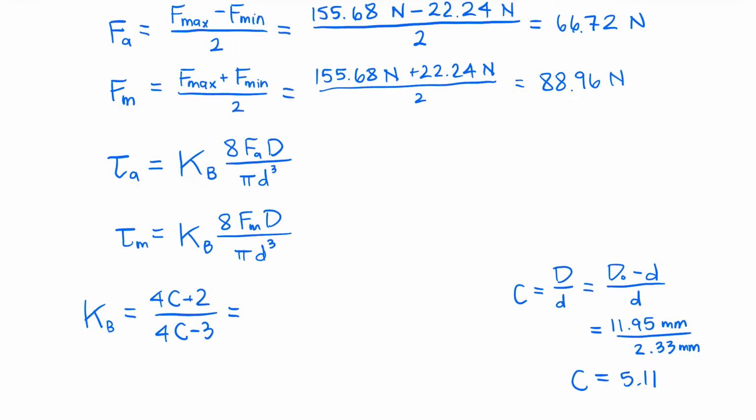Okay, now plugging that in to find our Bergstrasser factor: 4 times 5.11 plus 2, divided by 4 times 5.11 minus 3, gives me 1.287. And a good gut check is to make sure that your Bergstrasser factor is somewhere between maybe 1 and 3.